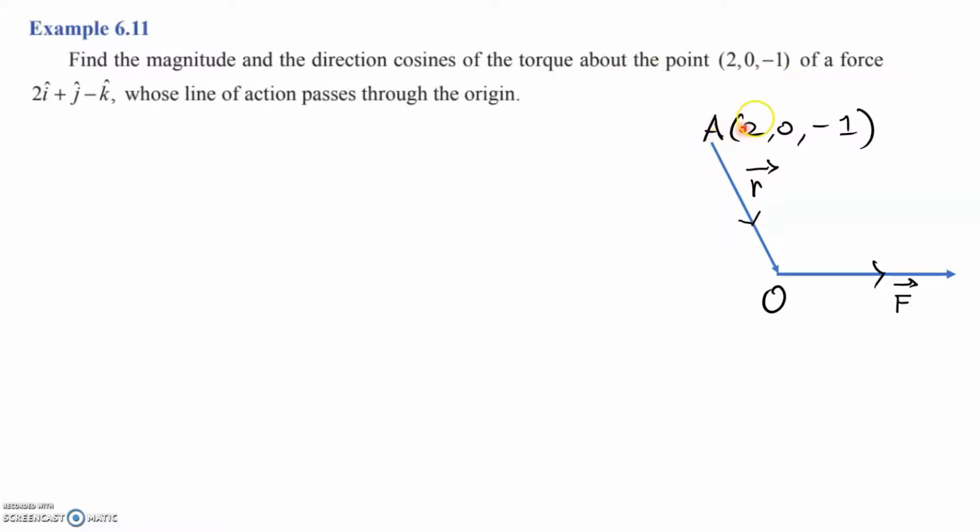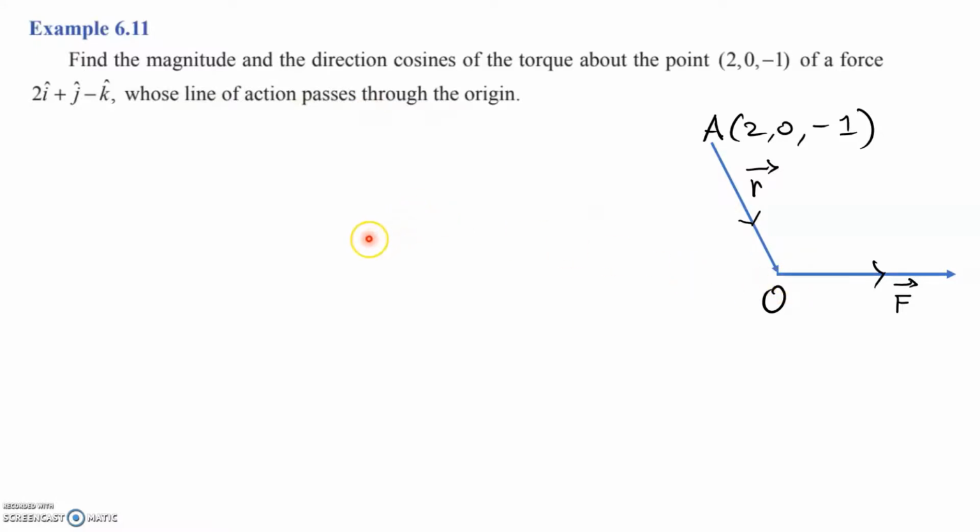So this is the point of reference of a force 2i + j - k. So the force F is defined by 2i cap + j cap - k cap, whose line of action passes through the origin. So now this is a very key statement. The line of action of force is through the origin. So what we have to do is, our point A is about where we need to find torque. So the direction of the vector R will be from A to O, because the line of action passes through the origin.